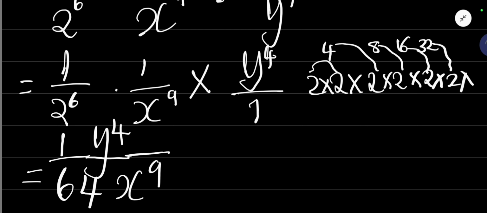Okay, so basically what I did, I just multiplied all our numerators. 1 times 1 times y exponent 4 gives you y exponent 4, or 1y exponent 4. 2 exponent 6 times x exponent 9 times 1 gives you 64x exponent 9, and that's it.